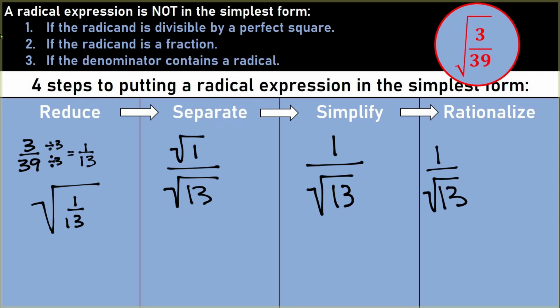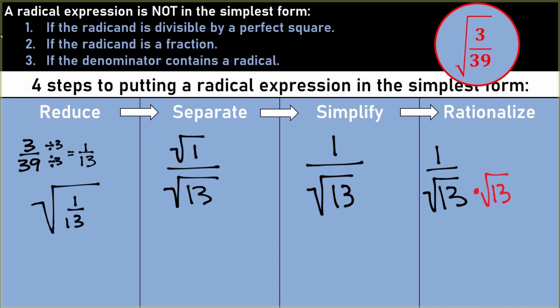So when we rationalize, we're trying to eliminate the radical from the denominator, and we're going to do that by multiplying the radicand by itself. So the problem now will look like this.